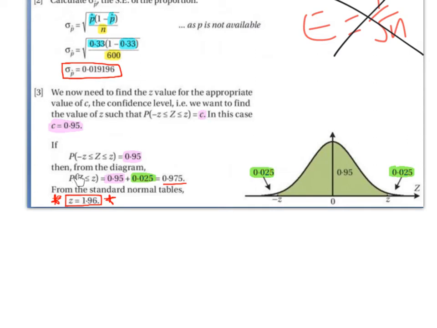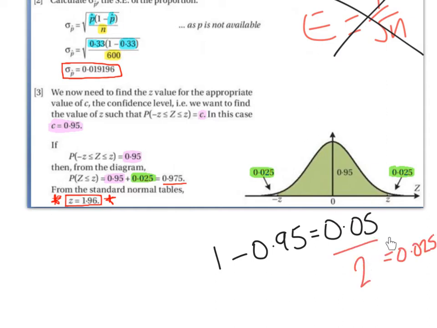we get the probability that z is less than or equal to z to be equal to 0.95 plus 0.025, which is 0.975. So if from here to here is 0.95, then 1 minus 0.95 equals 0.05. So the leftover tail on either end adds to 0.05. And dividing that by 2, we get 0.025. So the area underneath the right tail from z to the end of the tail is 0.025, and the area underneath the left tail is also 0.025.